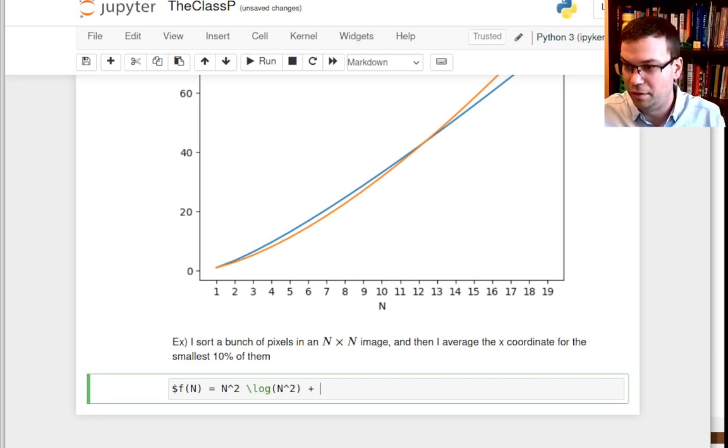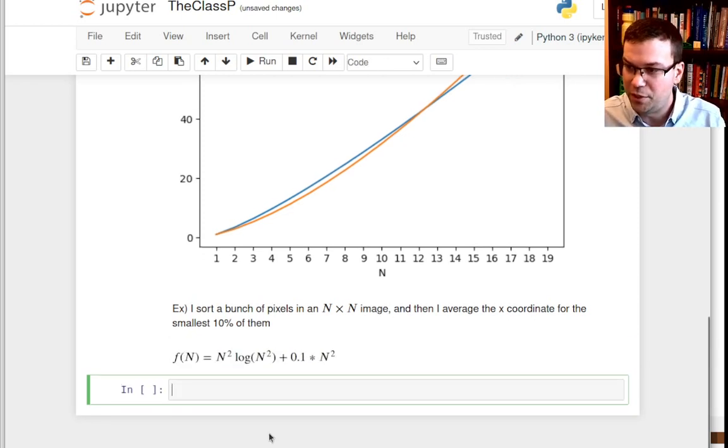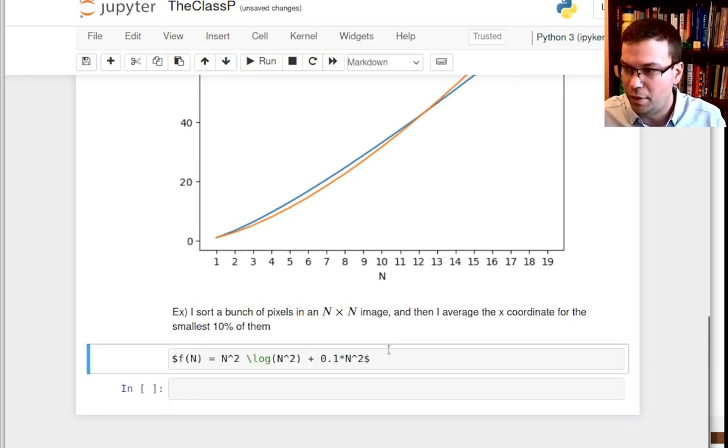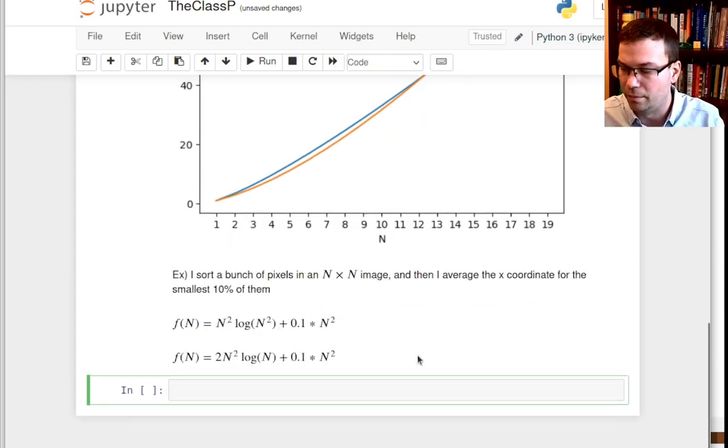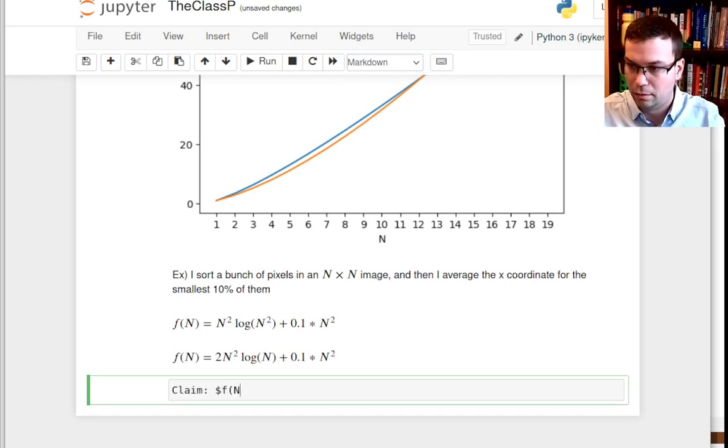And then averaging the smallest 10% would be plus 0.1 times n squared. So there's my timing function. One thing I'll do to simplify this a little bit is, by rules of logs, the log of n squared is just equal to 2 times the log n. So I'll take the 2 out front there, and that's an equivalent statement. All right, so here's my claim. The claim is that f(n) is big O of n squared log n.